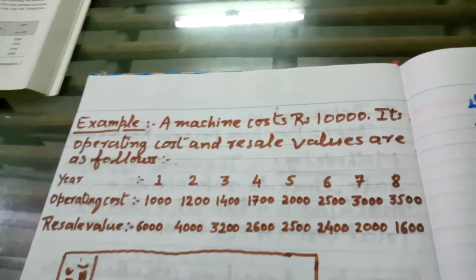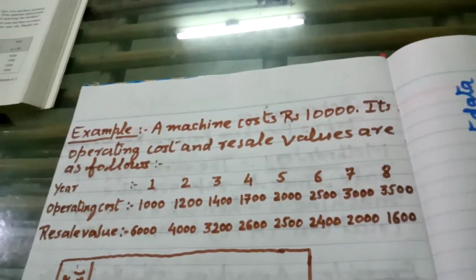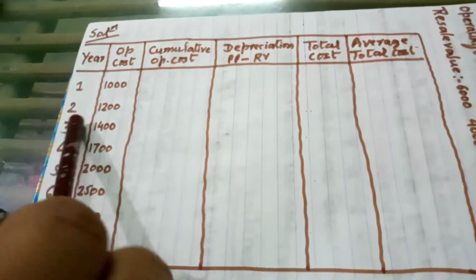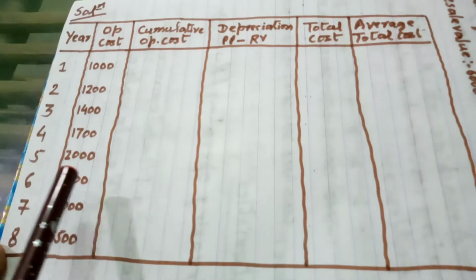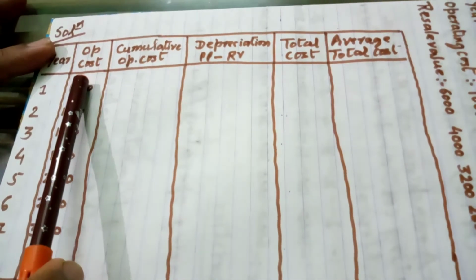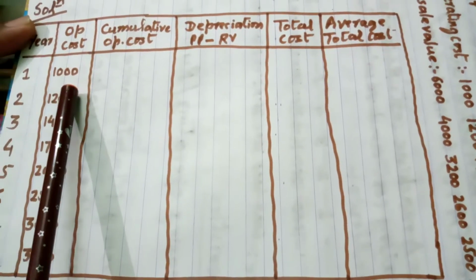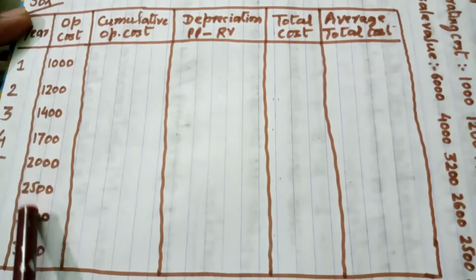Now we'll see how to find out the appropriate time to replace this machine. For that, we'll prepare a table comprising of 6 columns. The first column is for year, the number of years for which the data is given, which is clearly 8 years. The second column is operating cost year wise.